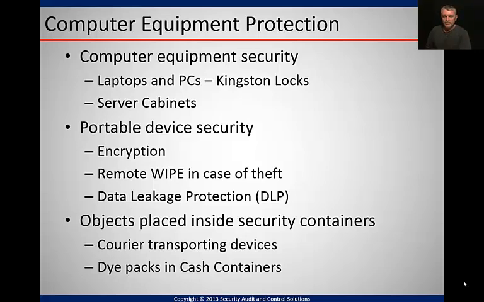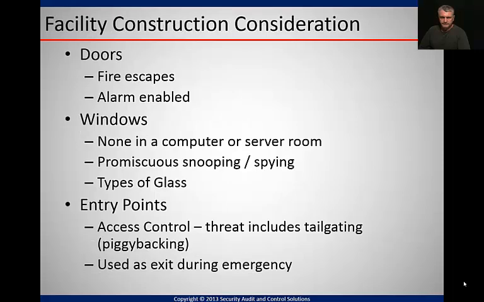Portable device security, we can encrypt the data on there. We can have remote wipe in case of theft, also known as a kill switch. Data leak protection, DLP, and then objects placed inside security containers. This is for a courier transporting devices, and also if it's money, dye packs in cash containers. So if this is stolen and the procedure is not followed, a device will explode, releasing the dye, and it will stain the money.